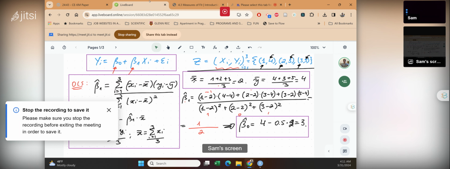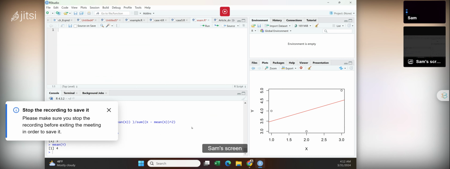But fortunately, we have software which is doing it for us. Suppose you have many values. Instead of 3 values, you have like a million values or 1,000 values. You cannot do it manually, right? So you need this kind of software. Now let's implement the same thing in R.